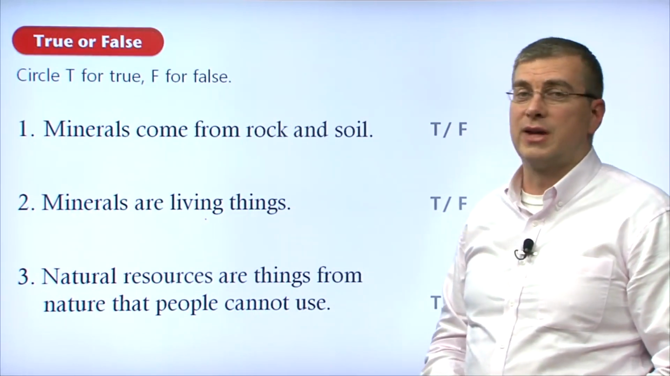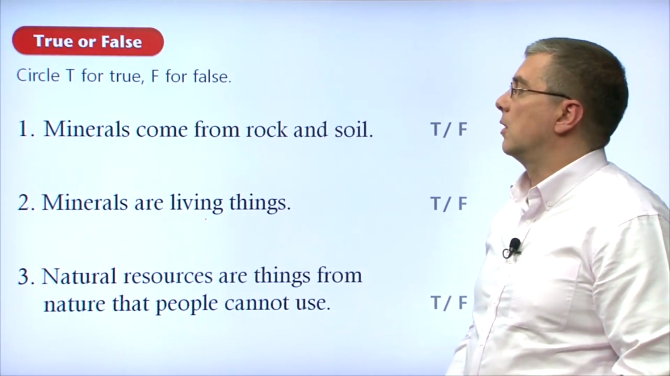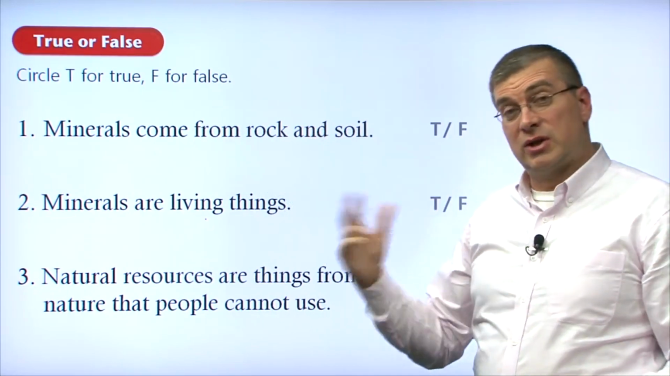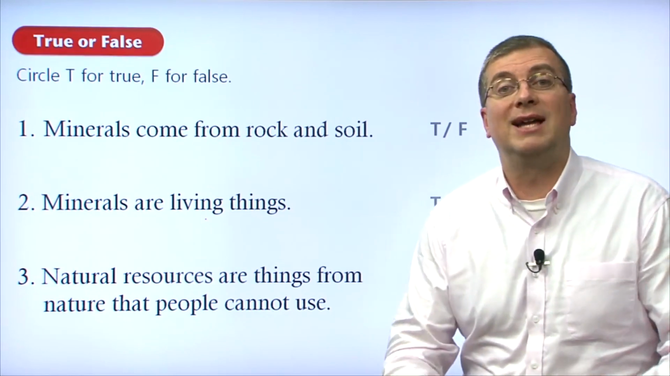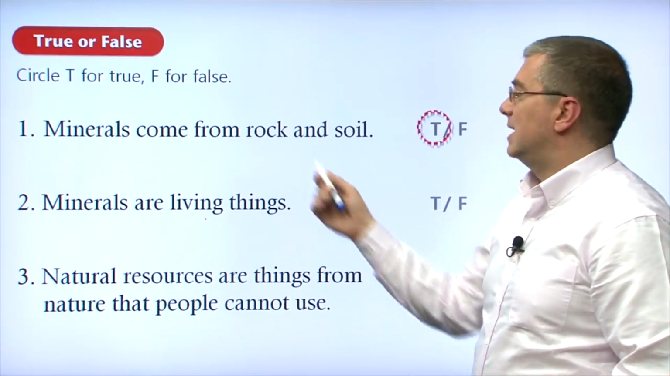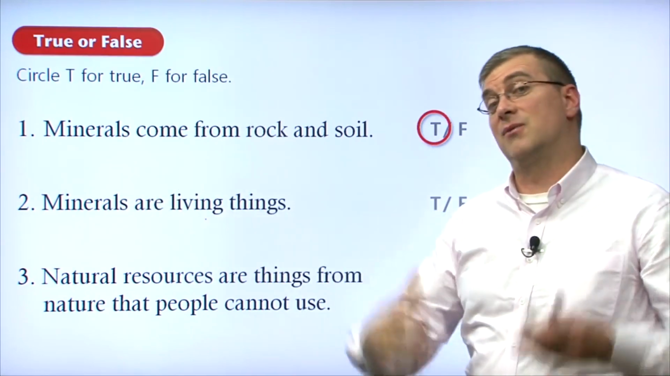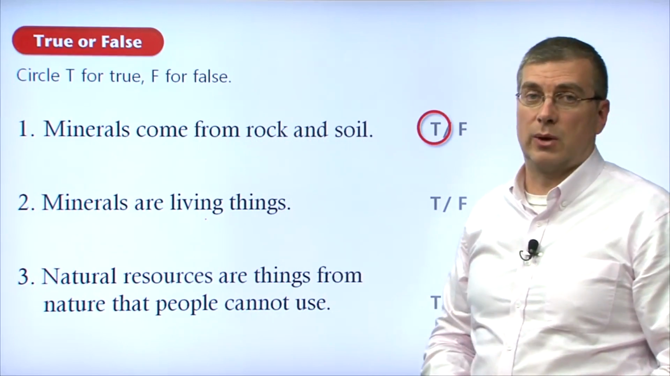Okay, we've got one more thing to do before we get into the reading, and that, of course, is true or false. We have these sentences here that we need to figure out if they are true or if they are false. So, number one, minerals come from rock and soil. We just talked about this, actually, right? Where do minerals come from? Where can we find minerals? Of course, it is in the rock and soil. This is true. Minerals don't come from trees. It doesn't come from air. They don't come from water. They come from rock and soil.